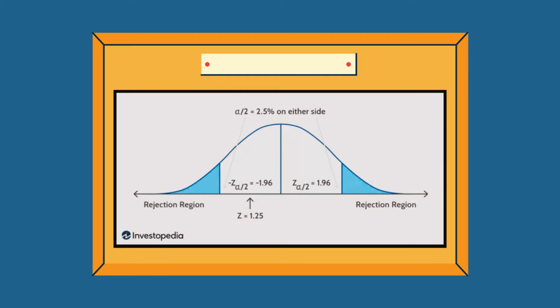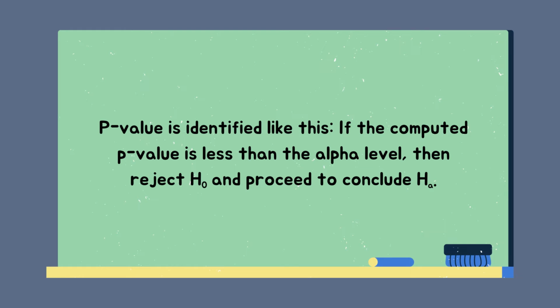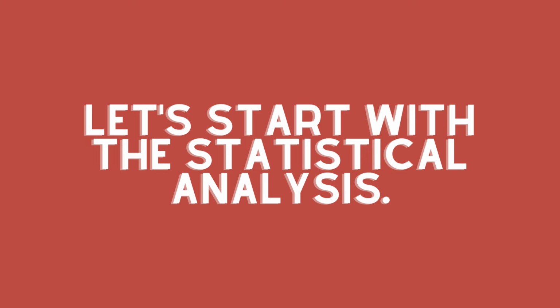Awesome! So, by looking at the data and the statement that we need to prove, this is a two-tailed test at 0.05 level of significance. We will be using this table for tail test or the critical value and interpret the p-value. P-value is identified like this. If the computed p-value is less than the alpha level, then reject H sub 0 and proceed to conclude H sub A. Let's start the statistical analysis then.